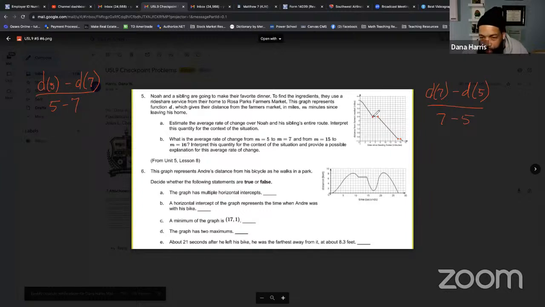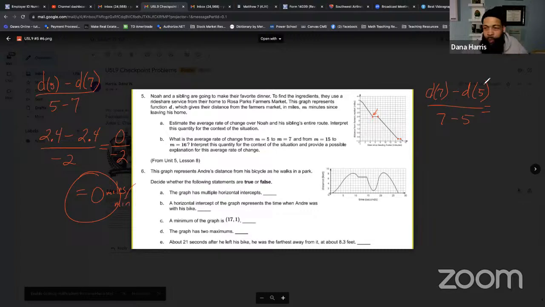So d of 5 is right there. That is 2.4. And d of 7 is 2.4 as well. Okay, and then 5 minus 7 is negative 2. Well, 2.4 minus 2.4 is 0, over negative 2. So basically the rate of change is 0 miles per minute.